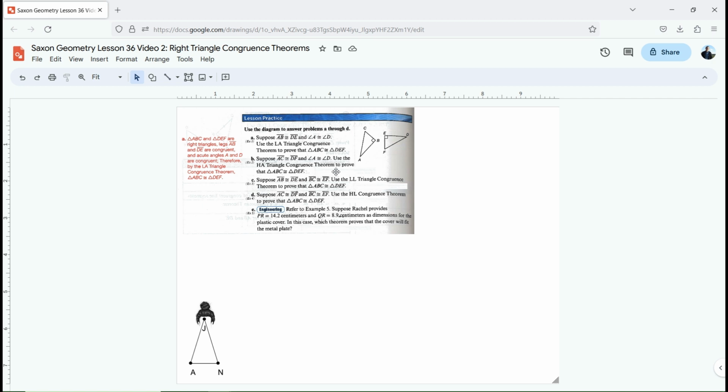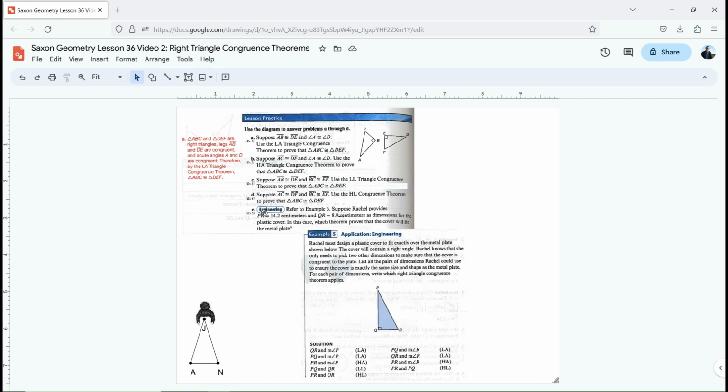All right, let's look at D. Suppose AC is congruent to DF and BC is congruent to EF. Do I have a hypotenuse and a leg? Yes, it's just the exact same thing. So letter E refers to this example.